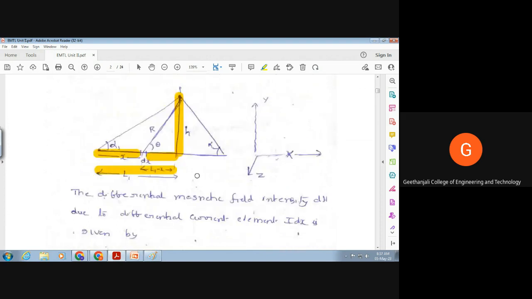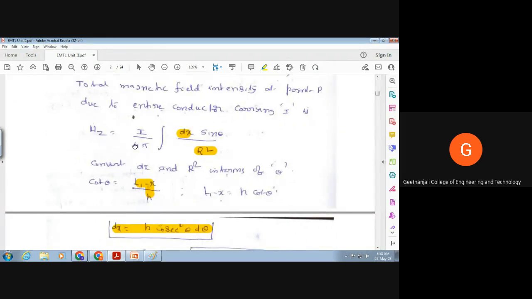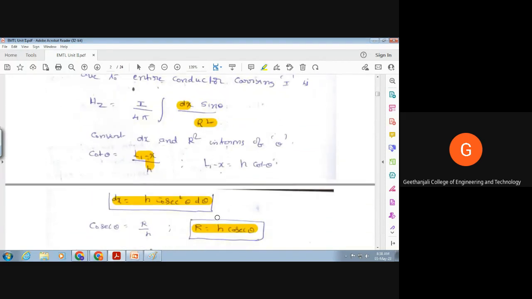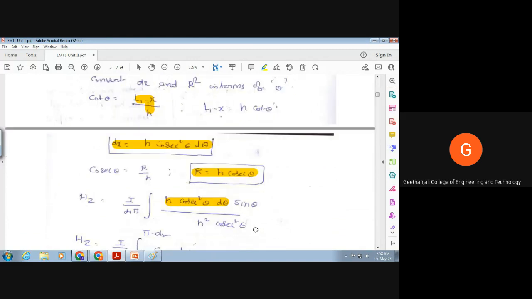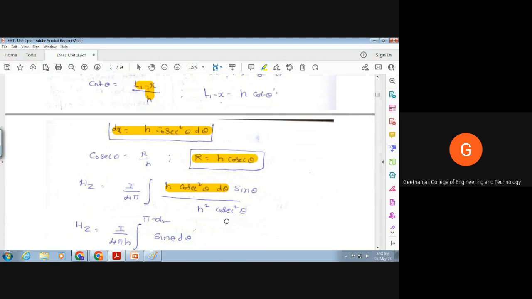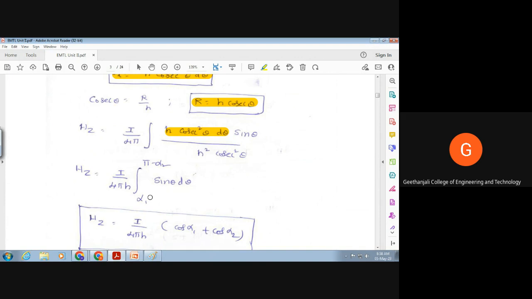In the same triangle, what is cosecant theta? It is r by h. So r is equal to h cosecant theta. Let us go back to this expression. Hz is equal to I by 4 pi integral of dx, which is h cosecant square theta d theta, into sin theta by r square. r square is h square cosecant square theta. So we get this as I by 4 pi h integral sin theta d theta. Now that there is only one variable theta, we can perform the integration.